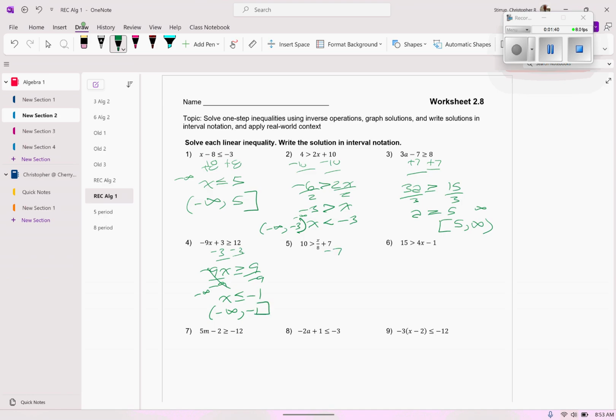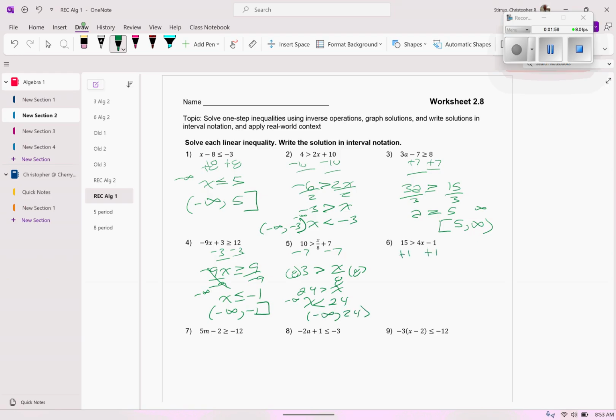Number 5, let's subtract 7 from both sides. And then multiply each side times 8. So 24 is greater than x. So flip it over, including the sign, so that's pointing to negative infinity, so we're going to go from negative infinity to 24.